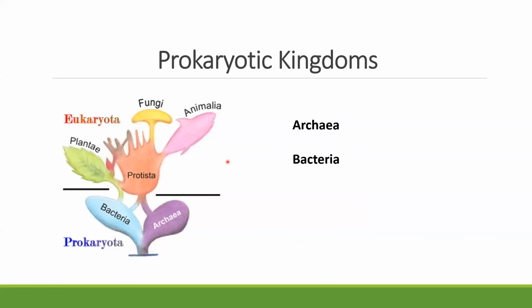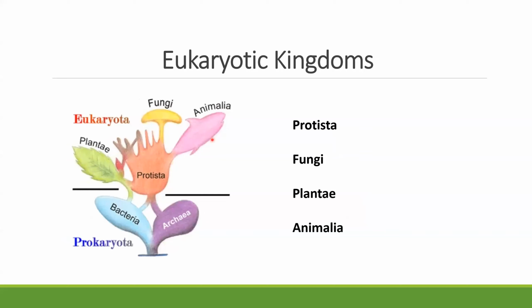And now we're going to move on to the eukaryotes. In the eukaryotes, we have the kingdom Protista, Fungi, Plantae, and Animalia. For now, we're going to cover the kingdoms Protista and Fungi. Next week, we're going to discuss plants. And then the following week, we will discuss animals.